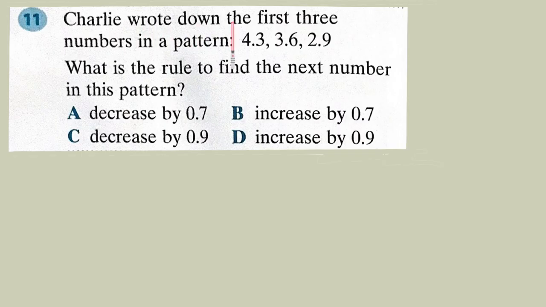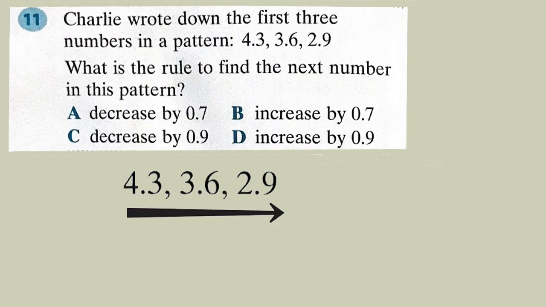Charlie wrote down the first three numbers in a pattern: 4.3, 3.6, 2.9. Now what is the rule to find the next number in this pattern? As I look at these numbers, I noticed that the numbers are actually decreasing from 4 to 2.9.